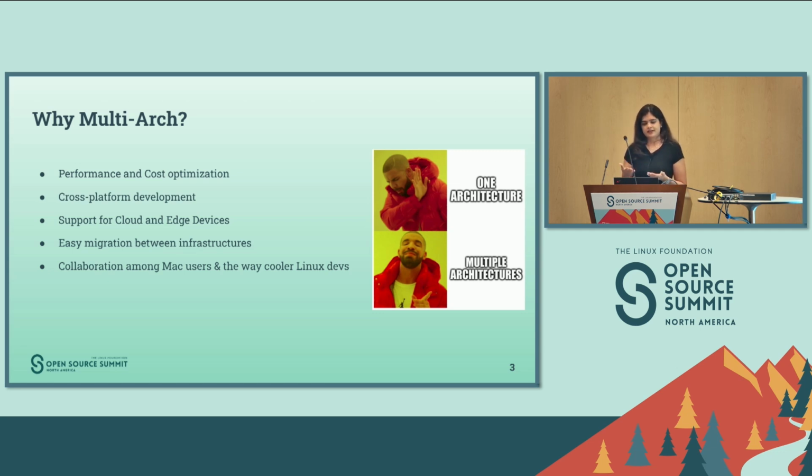Obviously, using different architectures comes down to what kind of performance you're looking for and any cost optimizations. Running in cloud is different from running on edge devices. Every kind of hardware has different requirements. So how can we make it easy to build that container image once, but build it for the different architectures?